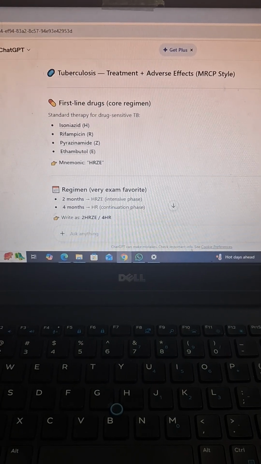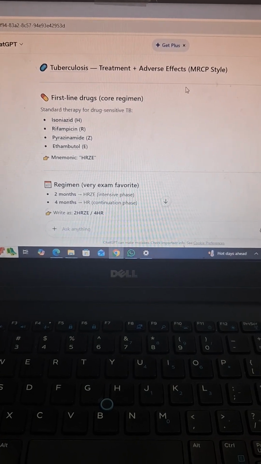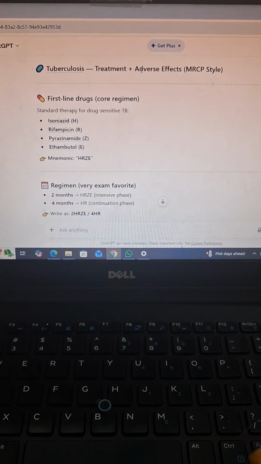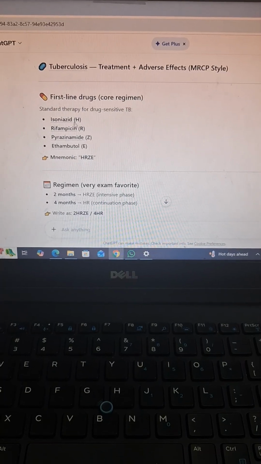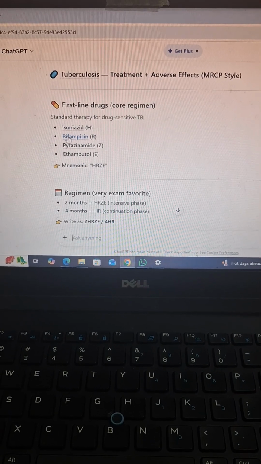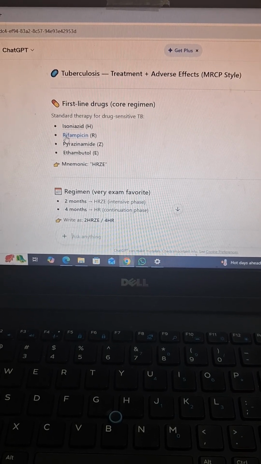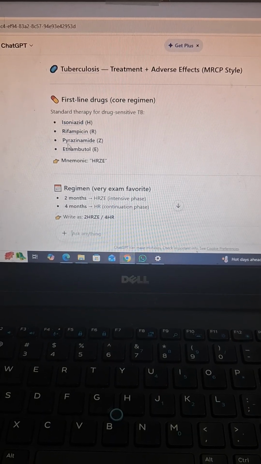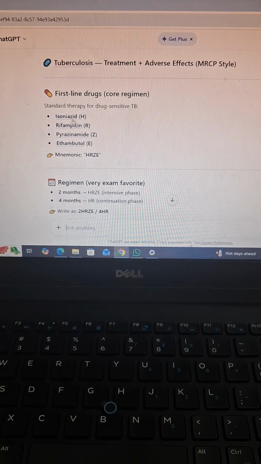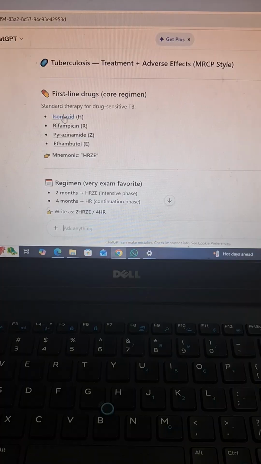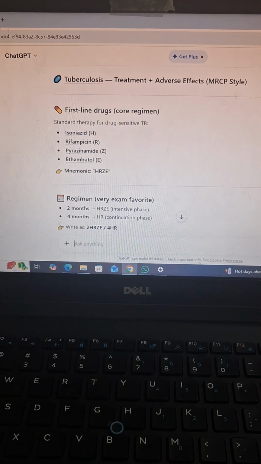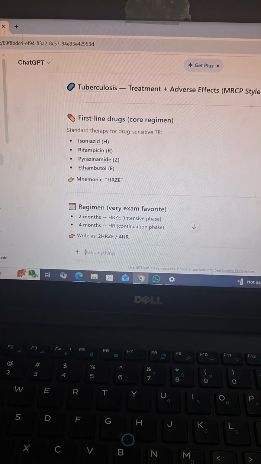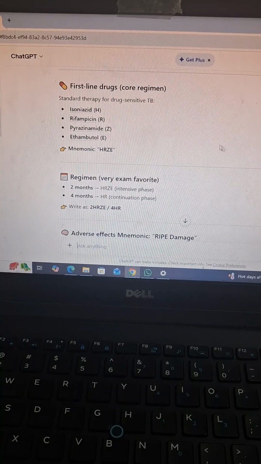The high yield topic for MRCP is tuberculosis treatment and their adverse effects. Always remember HRZ, HERZ, we known as HERZ. You can also remember it by RIPE: rifampicin, isoniazid, pyrazinamide, and ethambutol. Always remember that whenever we are giving the isoniazid, we must give pyridoxine, which is B6, because isoniazid has a side effect of peripheral neuropathy.